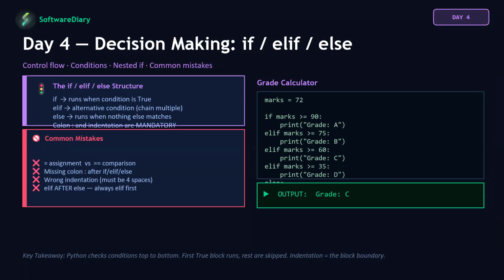So next we talked about decision making, like control flow statements: if, elif, else. These are the basic things, and I also tried to explain how it is declared with a proper program.